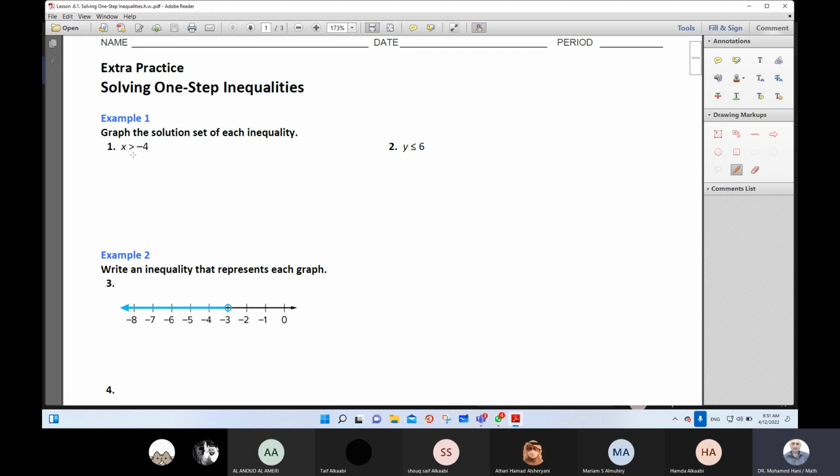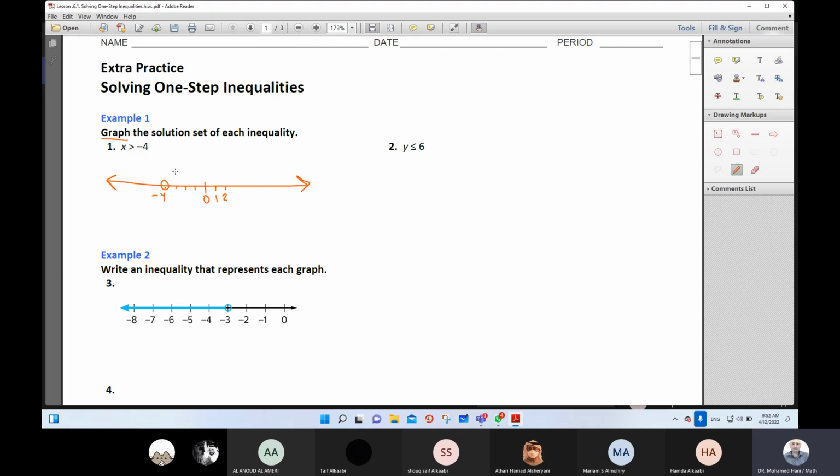The first inequality, x greater than minus 4. When you see graph, the first step, draw the number line. Determine the zero in the middle. To the right, we have the positive side, and to the left, we have the negative side. This is here minus 4. Represent minus 4. Then look to the sign. If you don't have equal in the sign, draw open circle. Draw open circle. Means negative 4 is not included in the solution.